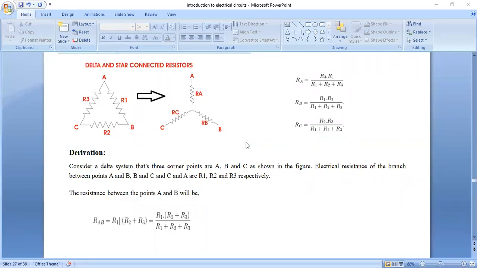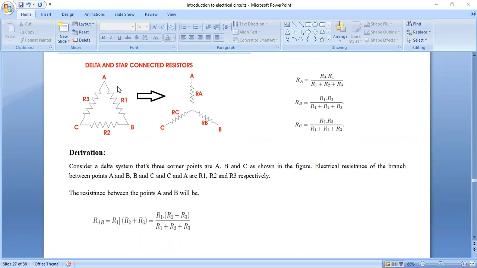Star to delta and delta to star transformation. This is one method in network reduction techniques. So first, see delta to star connected system. So this is the delta connected system. This delta connected system is converted into star connected system.